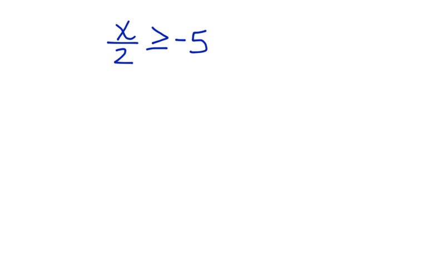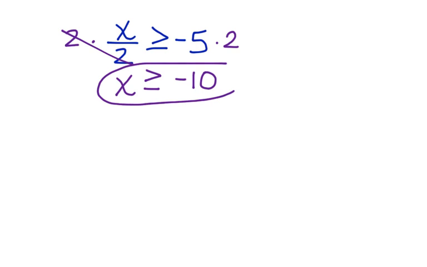Here's one that uses division. X divided by 2 is greater than or equal to negative 5. Let's use the inverse of division, multiplication, and multiply both sides by 2. These cancel. X is greater than or equal to negative 5 times 2, which is negative 10. This is the solution to this inequality.